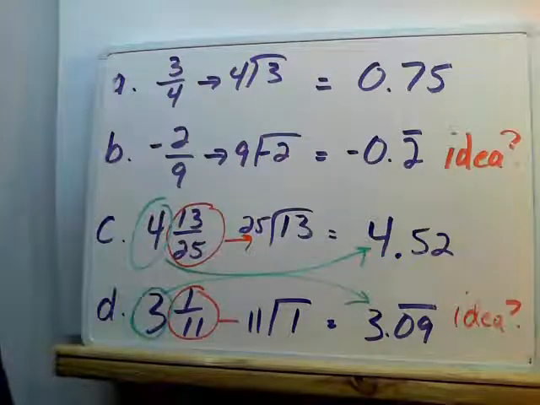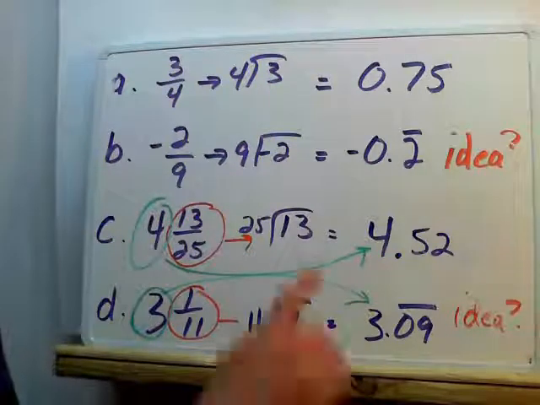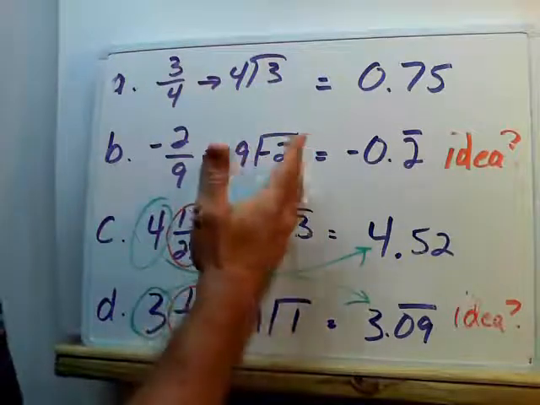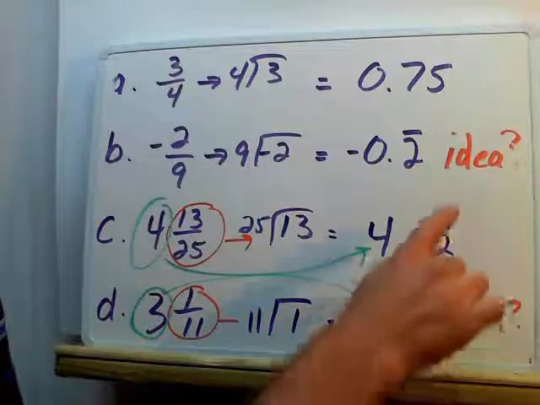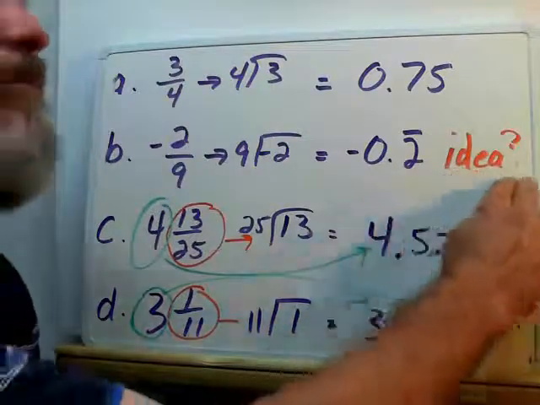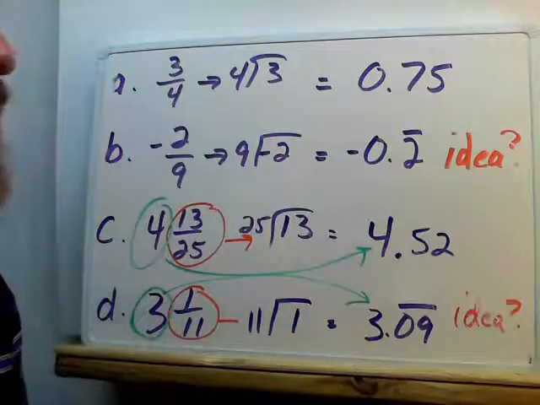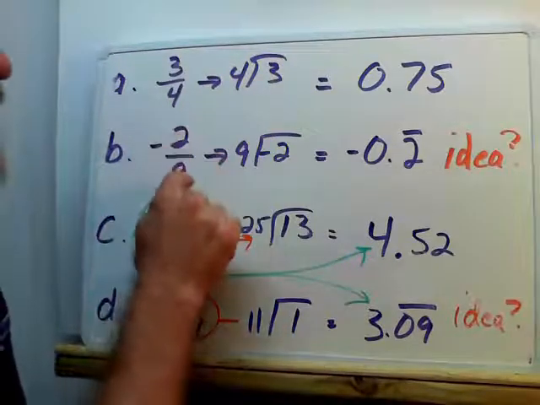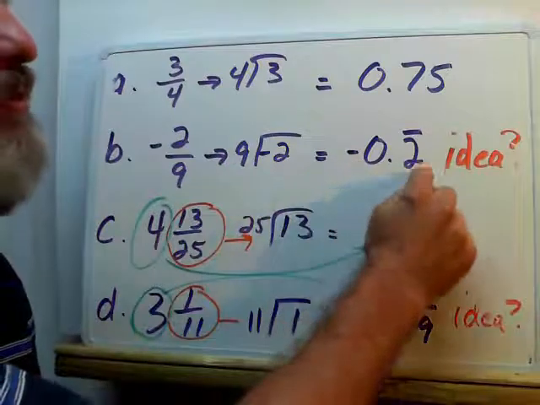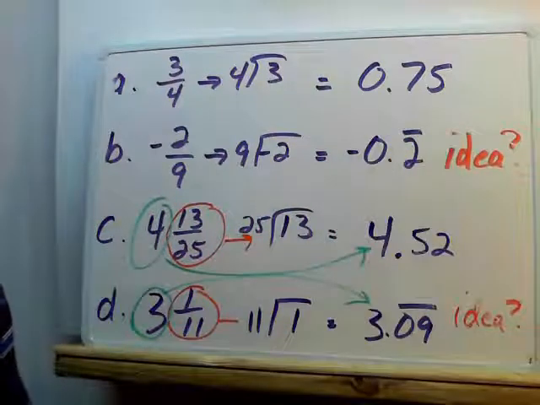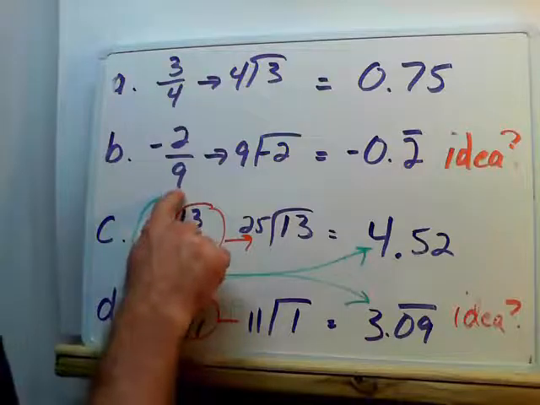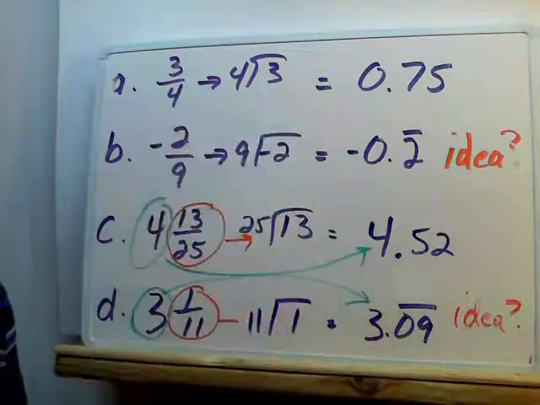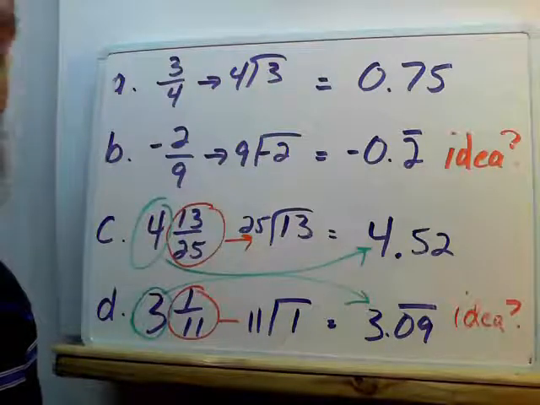Problem letter B is -2/9. That means we're going to take -2 divided by 9. Again, I want you to use a calculator, and I want you to notice something here. This is the part of the thing that I was bringing up before about, do you have an idea here? And you should notice that -2 over 9 is -0.2 repeating. So -2/9 equals -0.2 repeating. And you should see a similar pattern there with any number over 9.